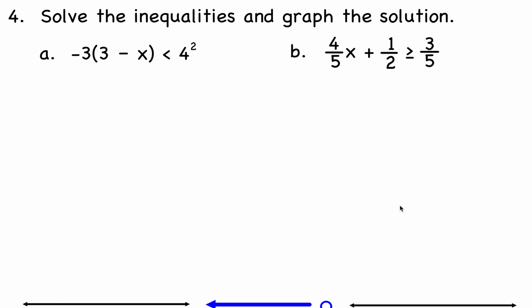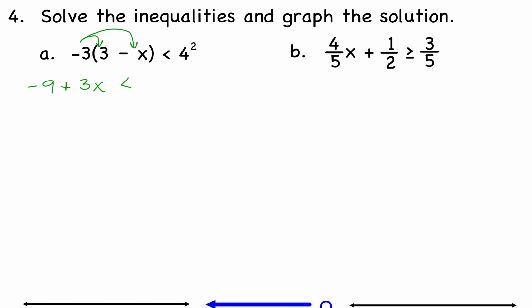Here are a couple more. Let's go ahead and work through letter A. So the first thing I'm going to need to do is use the distributive property. So when I distribute negative 3, remember I multiply negative 3 times 3, which is negative 9. And then I have to multiply negative 3 times negative x. So negative 3 times negative x is positive 3x. This is the part that most students get wrong, so be careful of that.